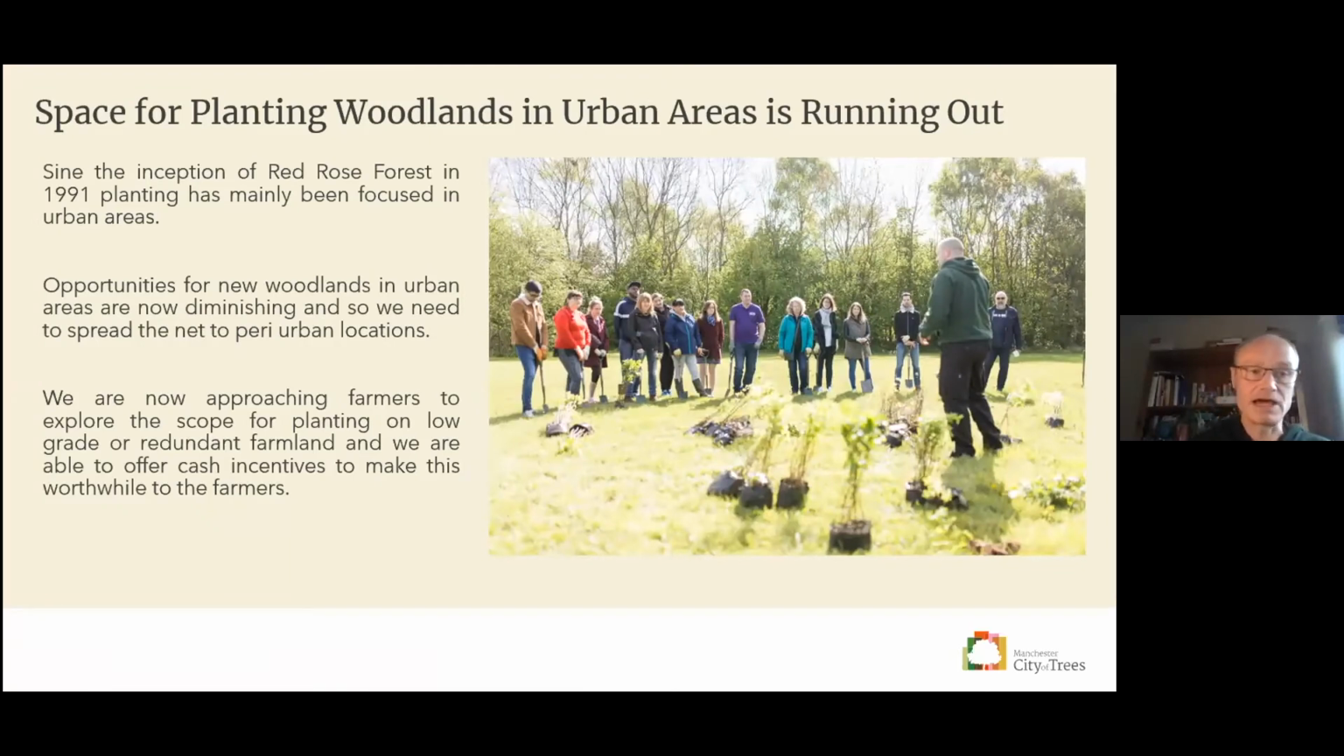So we've been operating as Red Rose Forest now since 1991, so we've been around for a long time. As you can probably imagine, as a community forest, our initial focus was planting trees and woodlands in urban areas. Those sites, many of which are public parks owned or managed by the local authorities, have now been planted up. So we're getting to the point where we're running out of spaces in urban areas, and we now need to consider looking beyond them into the areas surrounding the towns and cities. Farmland is becoming increasingly important for us.